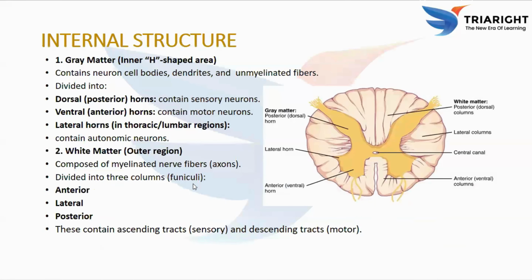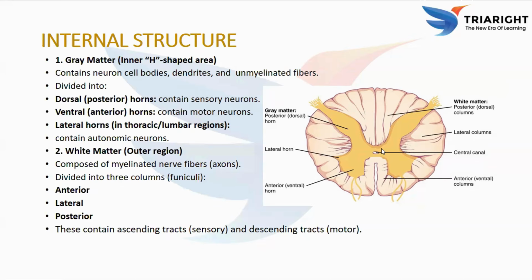Now let's talk about the internal structure of the spinal cord. The spinal cord has 2 main parts inside. What are they? Gray matter and white matter. So what is gray matter? You can clearly see over here in the picture the white matter and gray matter. White matter is on the posterior dorsal columns and gray matter is the posterior dorsal horn.